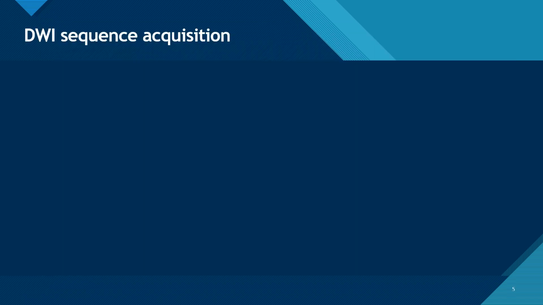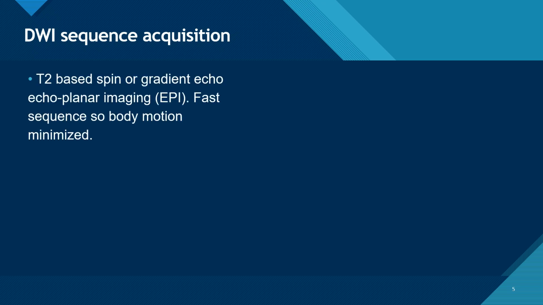So, how is a diffusion sequence acquired? A diffusion-weighted sequence is always T2-based, either spin or gradient echo-planar imaging. The echo-planar imaging is used with an ultra-fast sequence in order to limit body motion during the acquisition and only acquire the random movement or micromolecular movement of water.